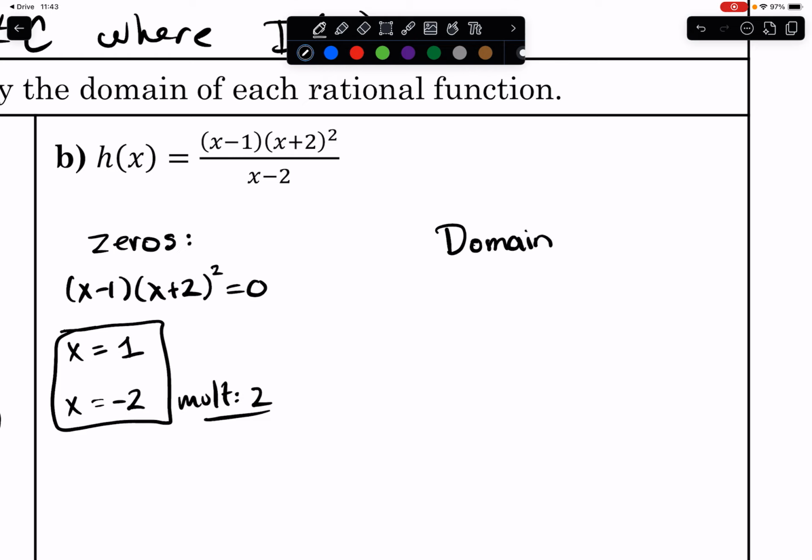Now let's find the domain. Our domain would be when the denominator function x minus 2 is equal to 0, and our denominator will equal 0 at positive 2. So that's the number that we're going to exclude. We're going to say that the domain can be anything except for that value. So x cannot equal positive 2.